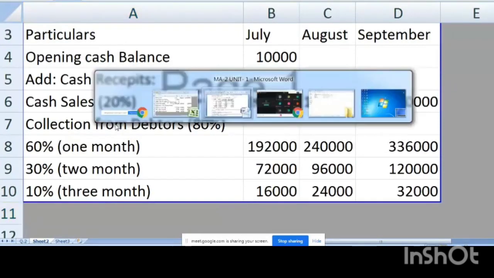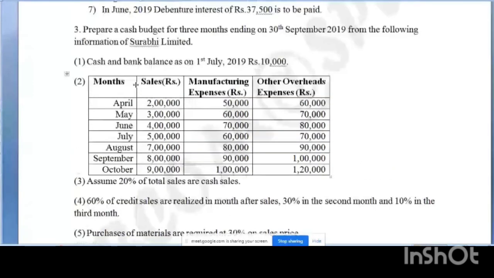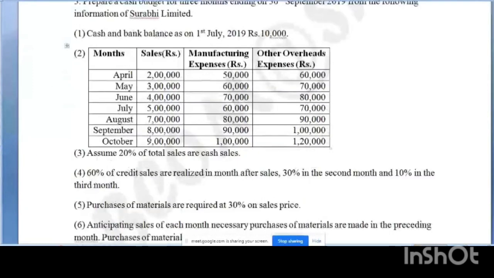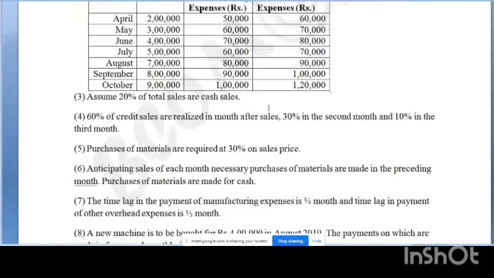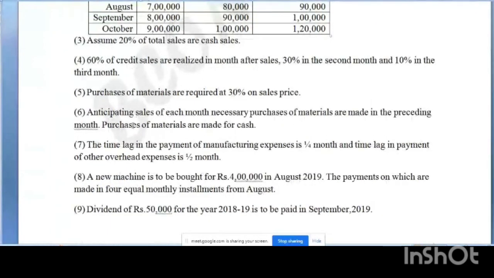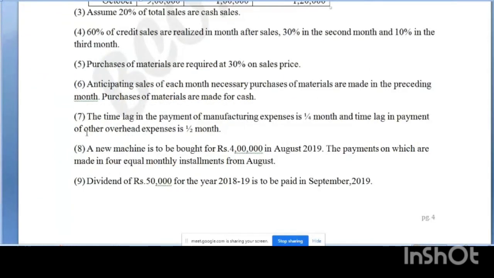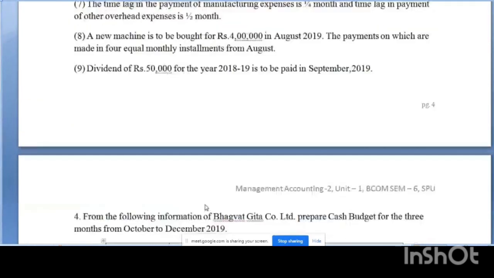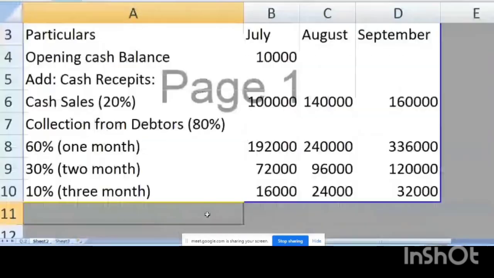Chal. Now let's see, is there any other receipts? In first point, there is no receipt. Second point, here manufacturing expenses and overhead, these are the expenses. Third point is completed. Fourth point is completed. Fifth point is purchase of material. It is not the receipt. Anticipating sales of each month, necessary purchase, that is also purchase related point. And the time lag in payment. A new machine is to be bought, that is also a payment. And dividend is also paid. So there is no any receipt. Then, so if no any receipt, then it is over, right?